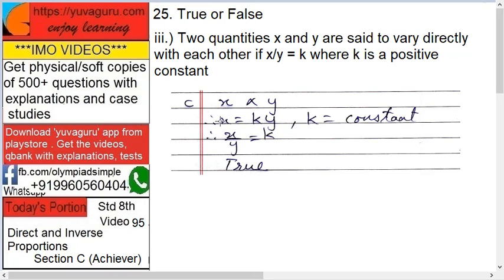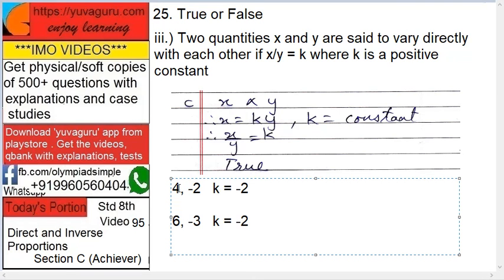Okay, let's take this example: x is 4 and y equals minus 2, then k equals minus 2. Input this value of k in the other numbers given. So x is 6 and y equals minus 3. Again k comes out to be minus 2. So it means that k need not be a positive constant only. It can be any constant, right? Only it should be constant. That's why I have written only constant. Important part in this, remember.